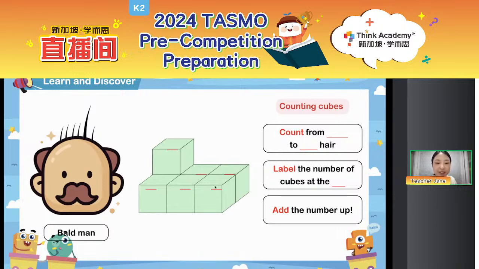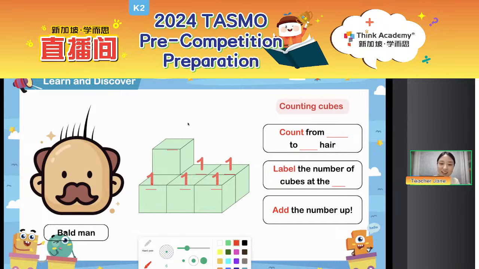So we can imagine his hair as the blocks. So everyone, we can see this is the small cube here. This is 1, right? And then this is also 1, another 1. Then we just label on the top of it. And then this one is 1, this one is 1. Then the last one here.